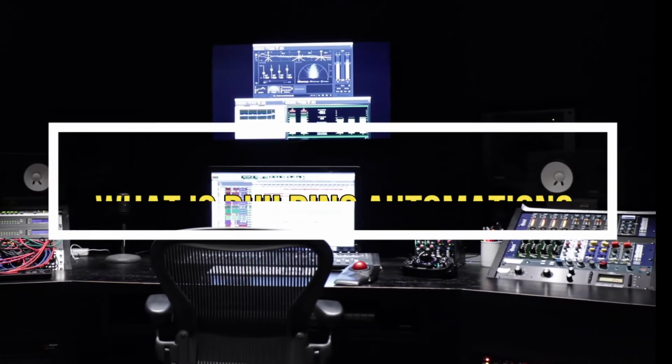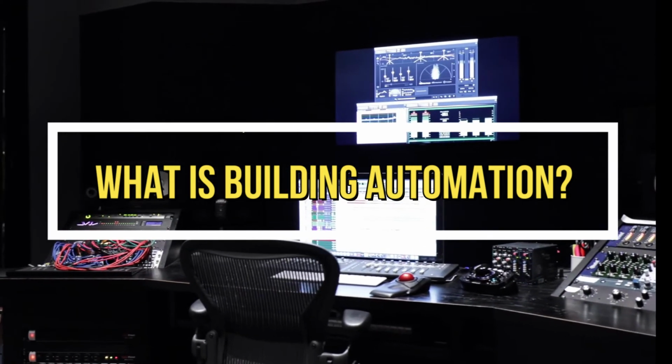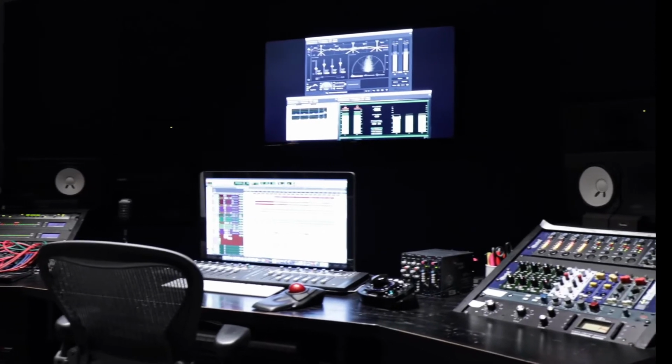Have you heard about building automation? What are the benefits of using this system? Let's find out.